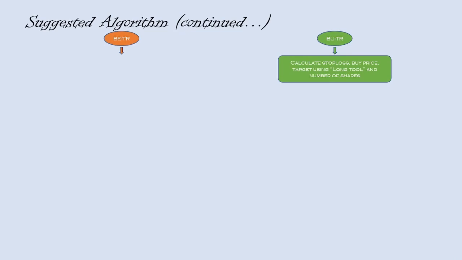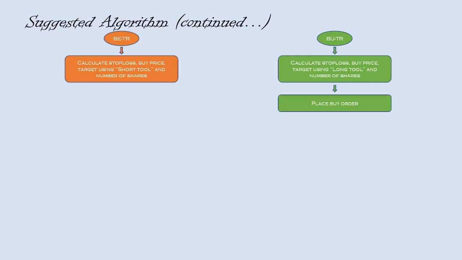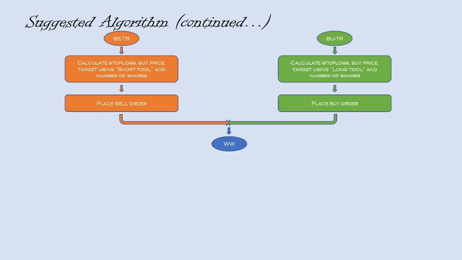Whatever the case might be, once you have taken the decision to take a bullish trade or a bearish trade, then you calculate your stop loss, like we discussed in the last video, how to put your stop loss. You also calculate your buy price and your target using the long tool, and the number of shares, right? If you are doing a bearish trade, then you have to use the short tool instead of the long tool. Then you place a buy order if you are taking a bullish trade, and if you are taking a bearish trade, you will be placing a sell order. After placing your order, you have to wait and watch.